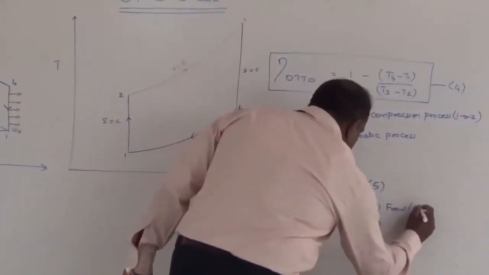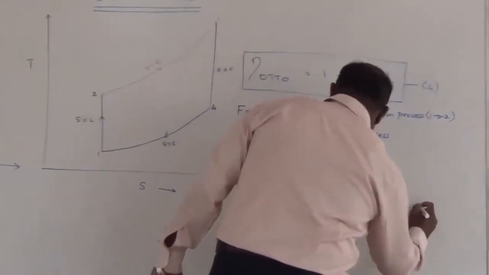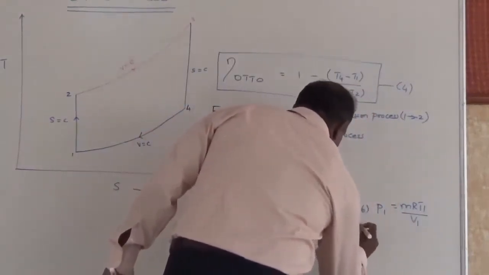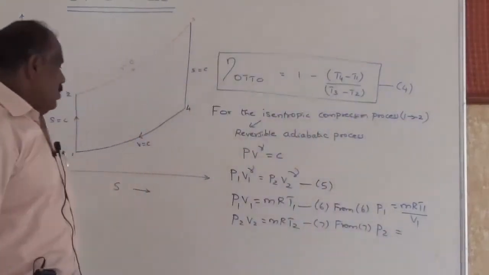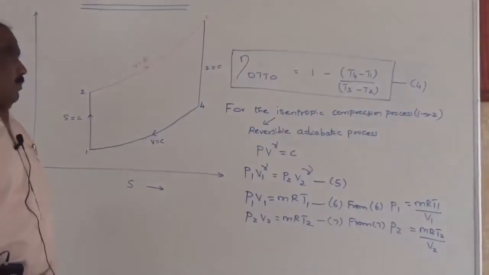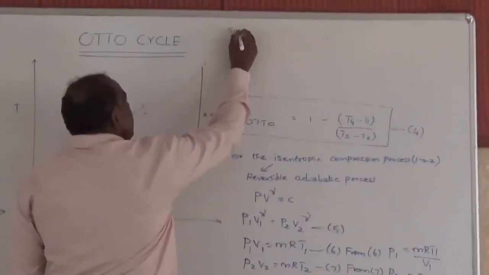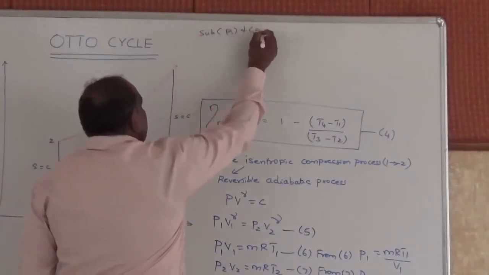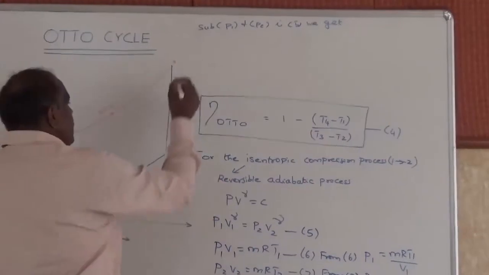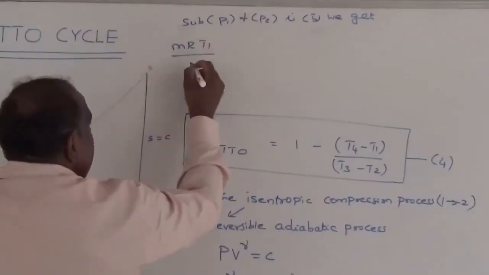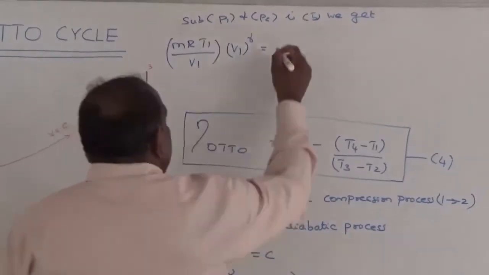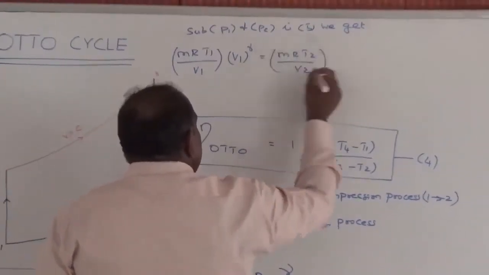From 6, P1 is equal to mRT1 by V1. Similarly from 7, P2 will be equal to mRT2 by V2. So substitute the values of P1 and P2 in 5. Substituting the values of P1 and P2 in 5, we get mRT1 by V1 into V1 power gamma is equal to mRT2 by V2 into V2 power gamma.